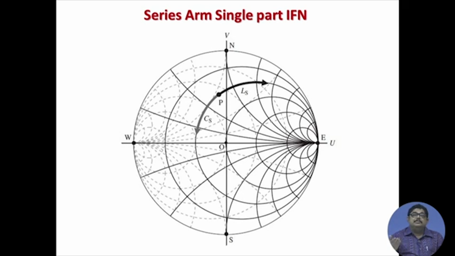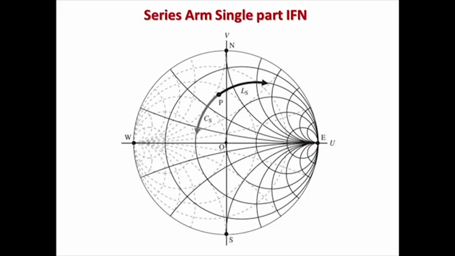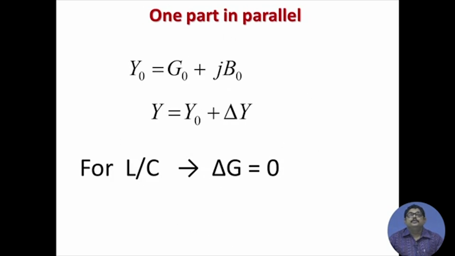On the other hand, if the series arm is a capacitor, then I will come down, that means I will move in the anti-clockwise direction. That is shown by the C_S direction. So, a series arm makes a clockwise movement for L, and an anti-clockwise movement for a C arm.